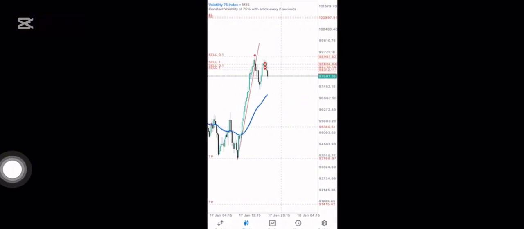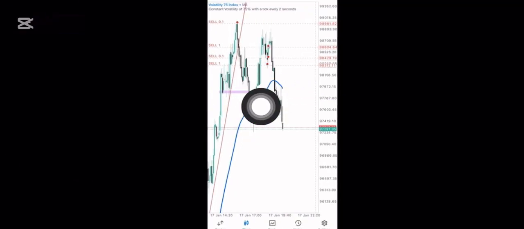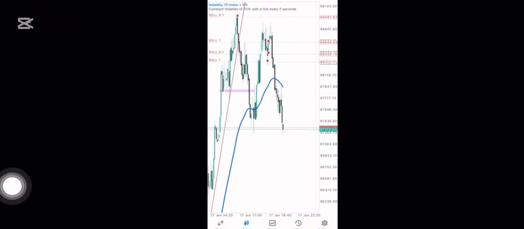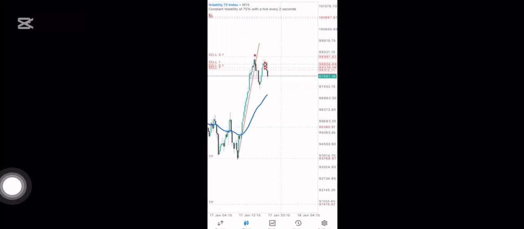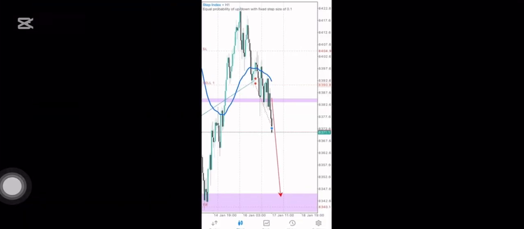Now look at this one. This is where price was. I posted it. Okay, this is it. Now look at the results. You can see when it dropped very well. So anyone that took this trade would have made a lot of money. So this is how we operate here.